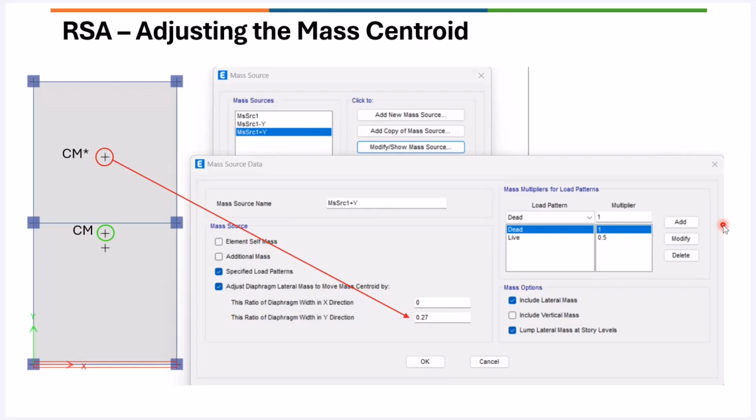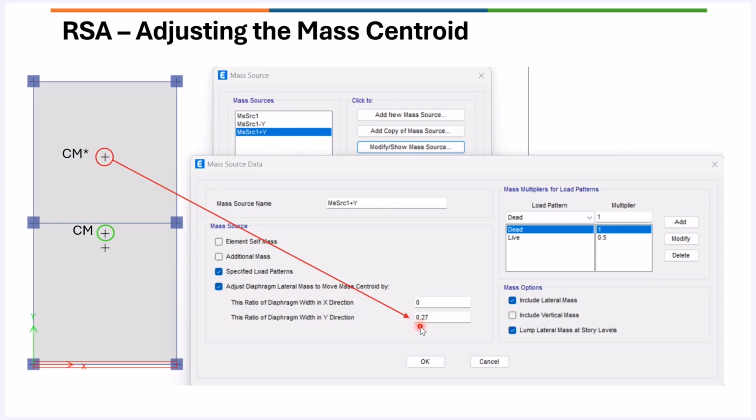Now, here I'm adjusting the center of mass in a mass source. So we're considering only the x direction for the demonstration. So no y direction force and its variations for the eccentricity. So let's focus only on this. So the mass source 1 is the default one. We are using a copy of it and enabling this option, adjust diaphragm lateral mass, move mass centroid by this ratio.